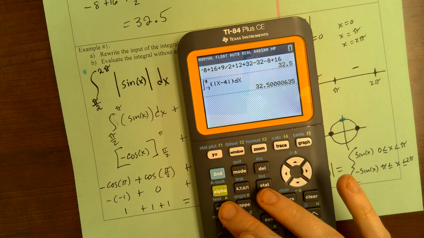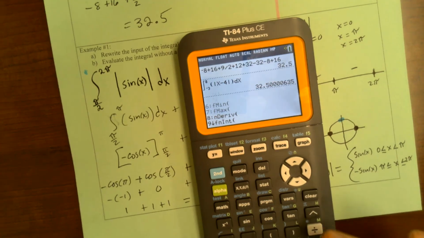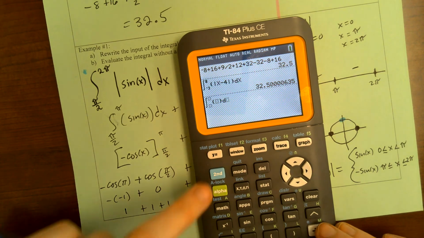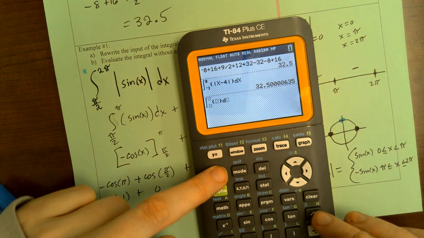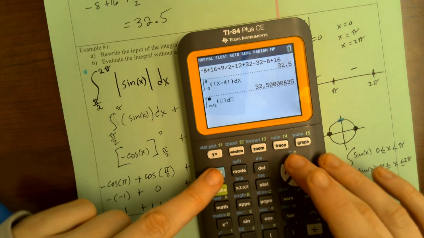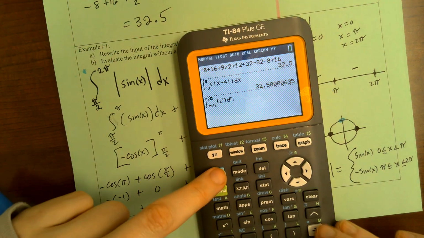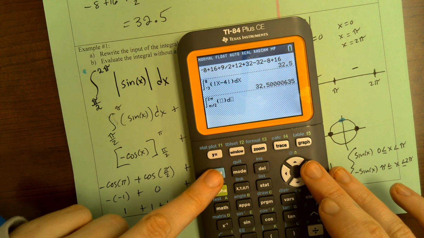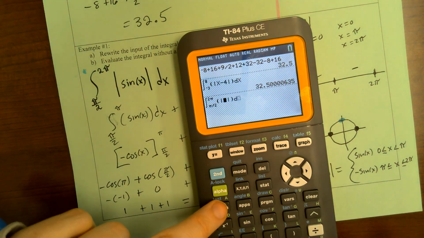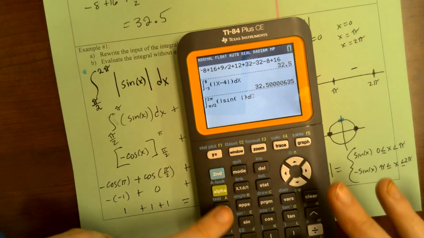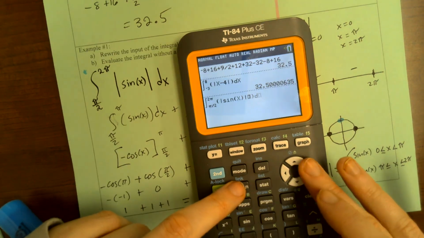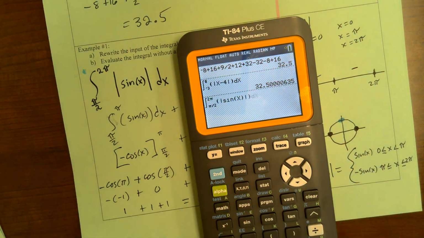Okay, let me do a little check. So I need to be in radians, and I am. Math 9. Pi over 2 to pi. Math, absolute value, sine of x. Please be 3. Yes. Okay, so same deal with the zeros, but it's 3. Okay, guys.